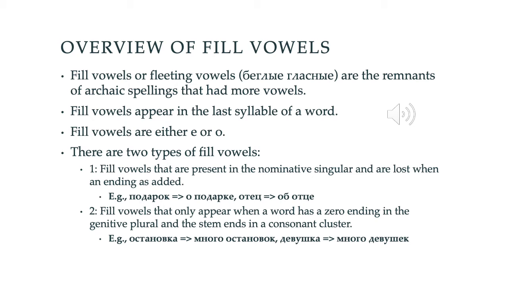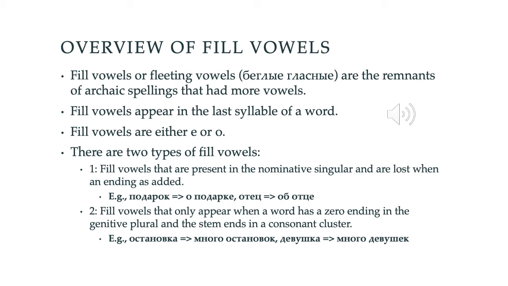As I said in the previous slide, fill vowels, or fleeting vowels, беглые гласные as they're called in Russian, are a remnant of an archaic spelling from when words had more vowels. They appear in the last syllable of the word, and they can be either е or о. We will go over the rules for when they are е and when they are о later in this lecture.